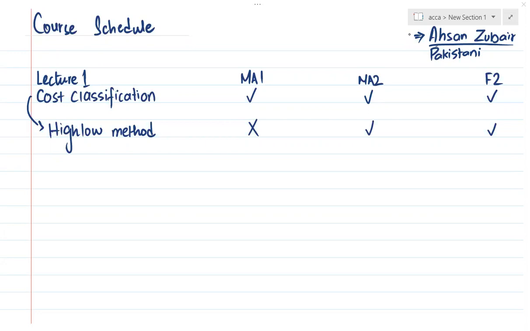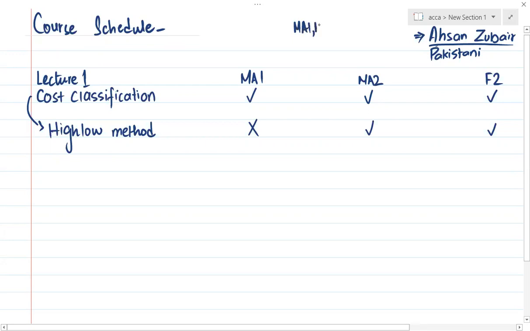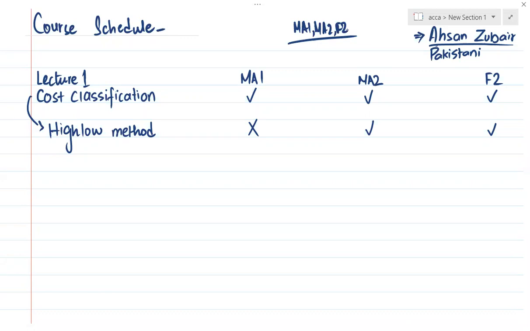And in today's video, I will be discussing the course schedule that I will be following through the batch. In the first video, I introduced myself and my mission to provide free English online ACCA classes for the subjects MA1, MA2, and F2. In the last video, I discussed all about that, and I told you that I would discuss the course schedule in the next video. Basically, in this video, we'll be discussing that course schedule.